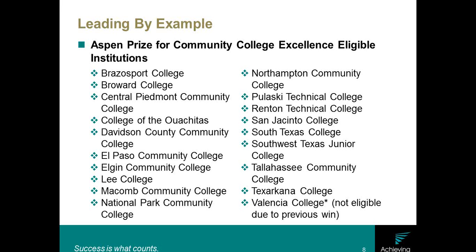These are the ones that made it to the list. Valencia, you'll notice, is on there, and there's a note about them not being eligible. Aspen has a rule that if you are the big winner in any particular year, you're not eligible to be the big prize winner in subsequent years, even though they do want to recognize that you met the basic criteria for getting into that elite group of 150 who are able to compete. So congratulations to all of those who are there.